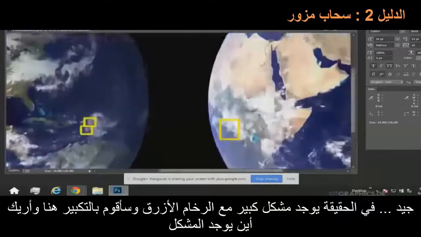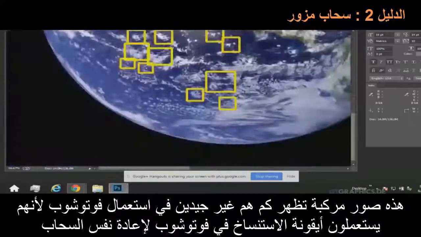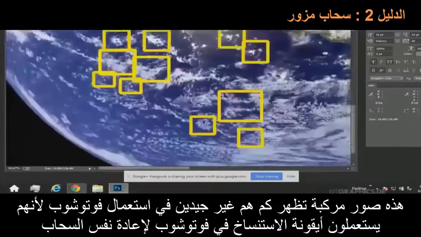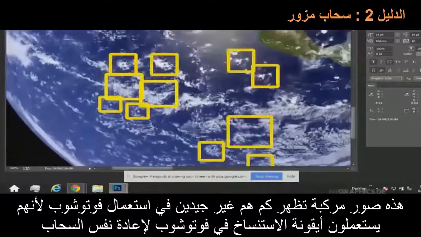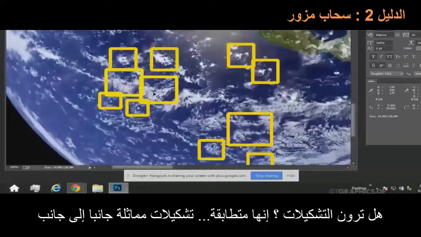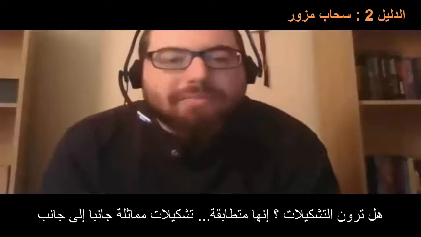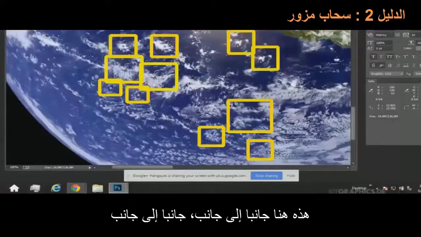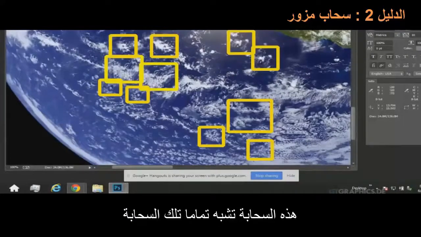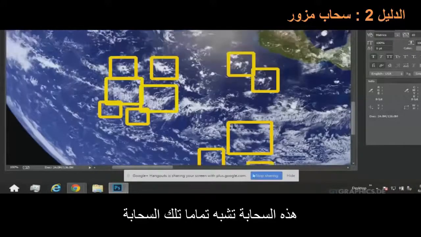These are all composite images where they are really not very good at Photoshop because they're using the Photoshop clone tool to replicate clouds. This cloud is a copy of this cloud. See the formations? They're identical. Identical formations, side by side. Wow. Right? These right here, side by side, side by side. See this kind of W-looking shape right here, replicated right here. This cloud is exactly the same as that cloud.